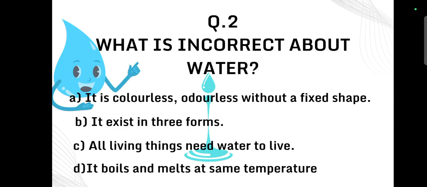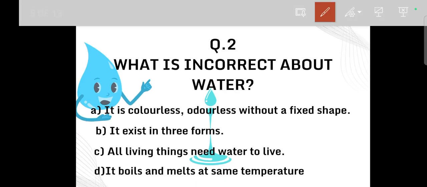Next question is, what is incorrect about water? So pay emphasis on the word incorrect. First option, it is colorless, odorless, without a fixed shape. This statement is correct because water is colorless, it is odorless, and it takes the shape of the container in which it is poured. So it is colorless, odorless, and without a fixed shape.